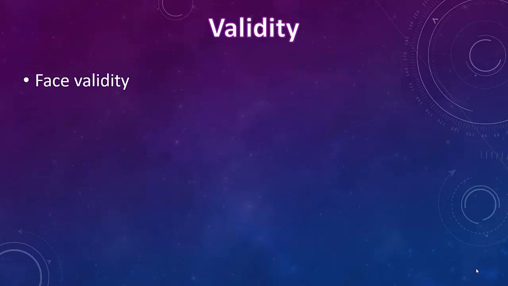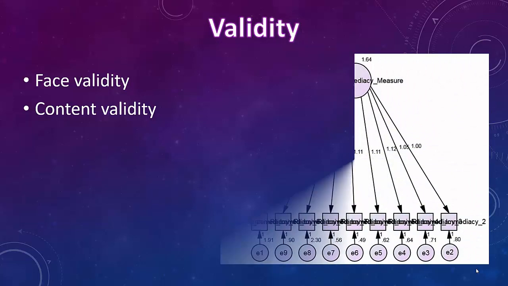It involves you looking at a measure after it's been created and using common sense to determine whether or not it actually appears to be an effective measure. The second type of validity is content validity. Content validity looks at the statistical soundness of a measurement.